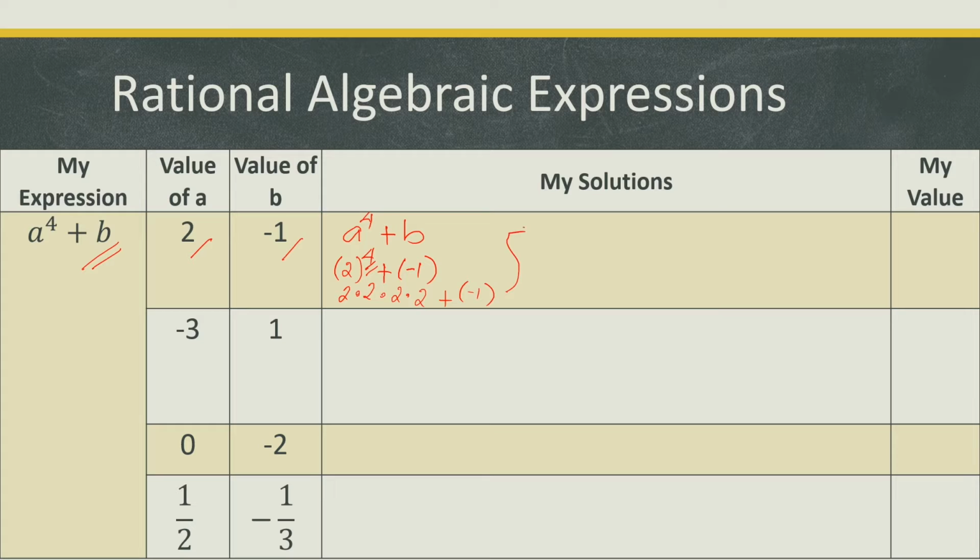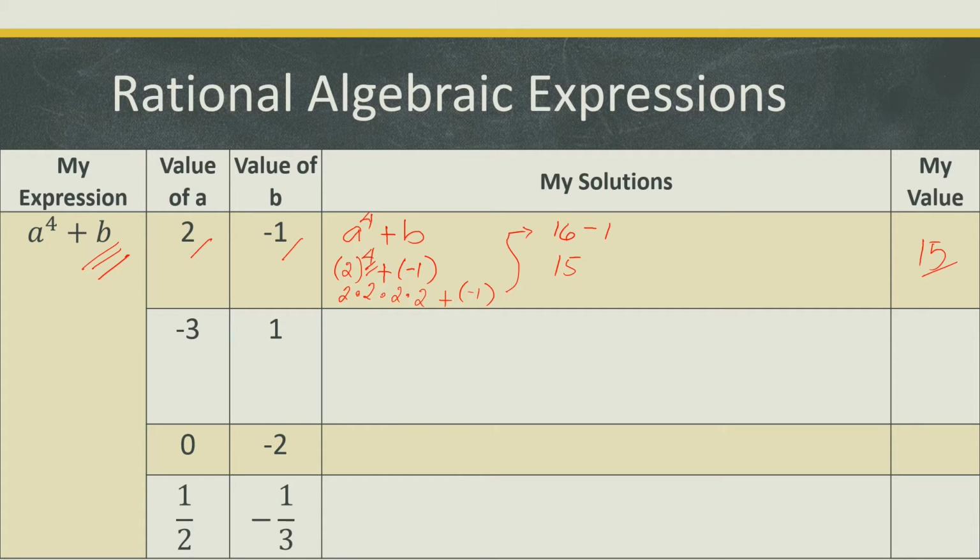So, dito na tayo. 2 times 2, 4 times 2, 8 times 2, 16. Plus negative 1. So, positive times negative lang yan, negative 1. So, 16 minus 1 is 15. And the value of this expression is 15.